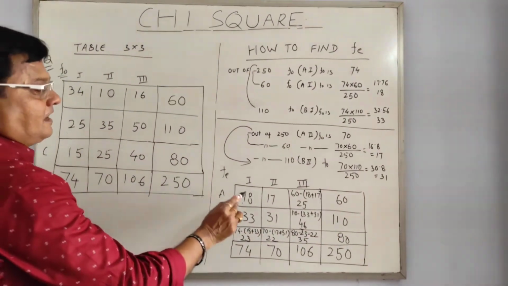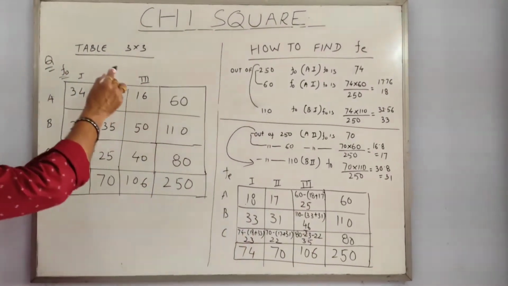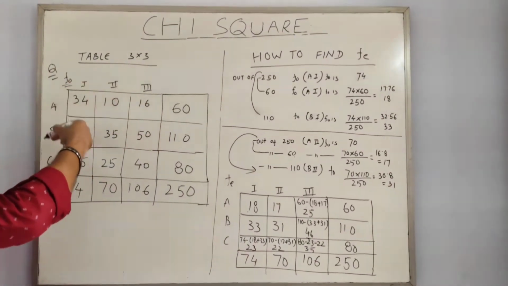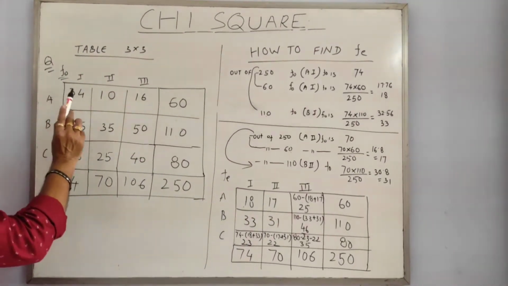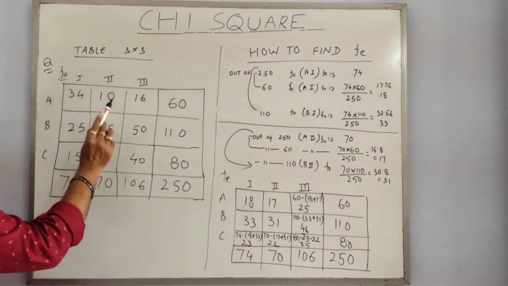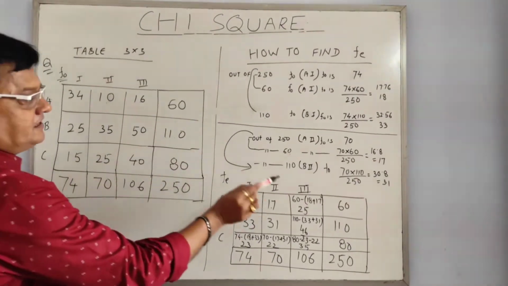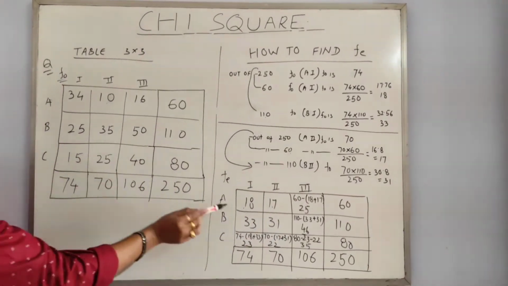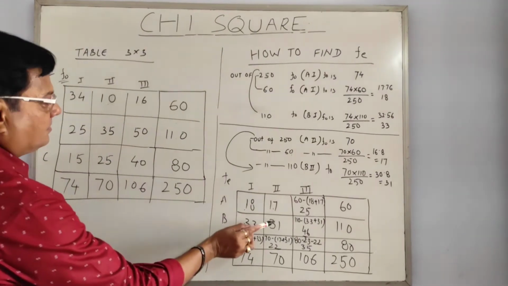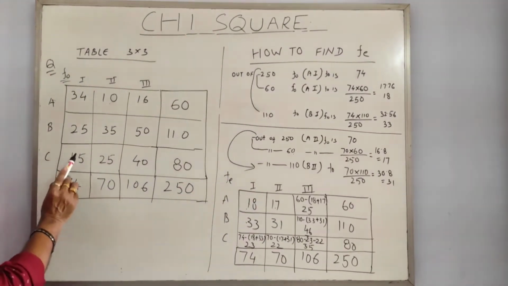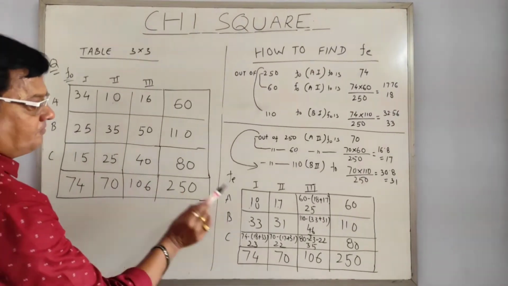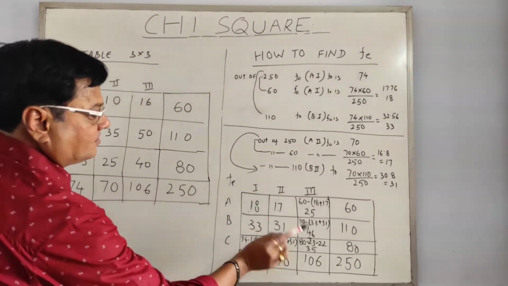So we will be getting FE's corresponding values to FO's. FO is first part, FE is second part. Corresponding values will be 34, 18, 10, 17, 16, 25, 25, 33, 35, 31, and then 50, 46, 15, 23, 25, 22, and 40, 35.